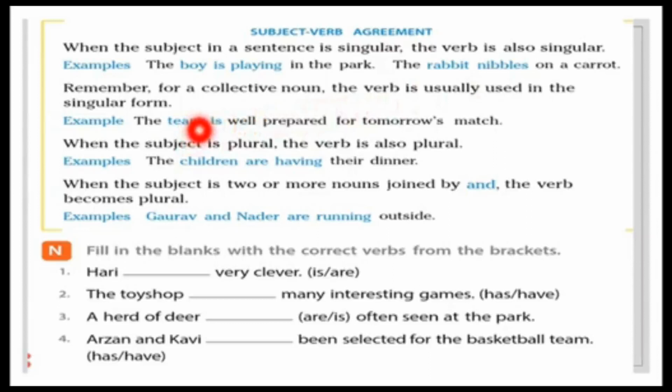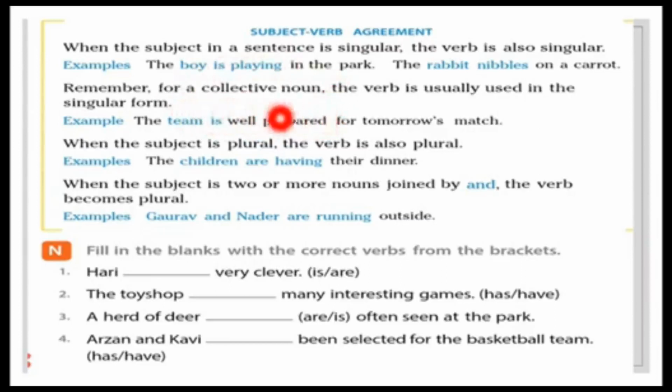Then another rule: for a collective noun, the verb is usually used in the singular form. Collective nouns are the nouns which we give for a group of people or group of animals, group of things or group of flowers or birds, etc. Collective means a group of. So for a group we are giving a name. So that noun is known as a collective noun, right?